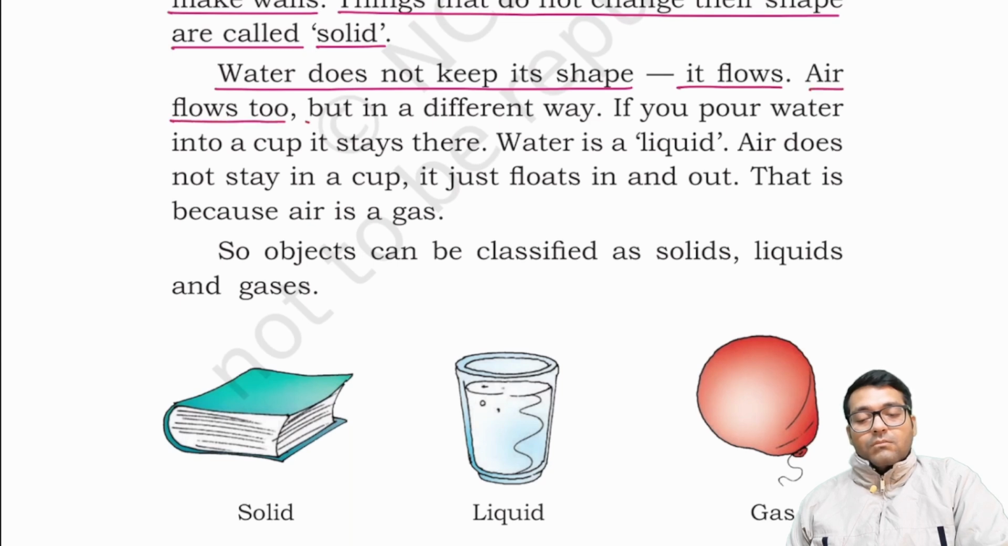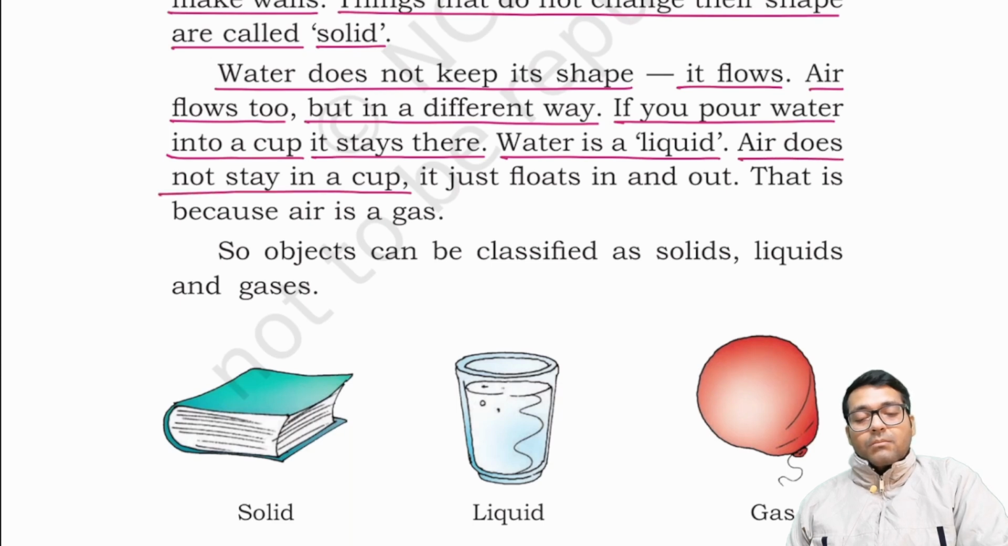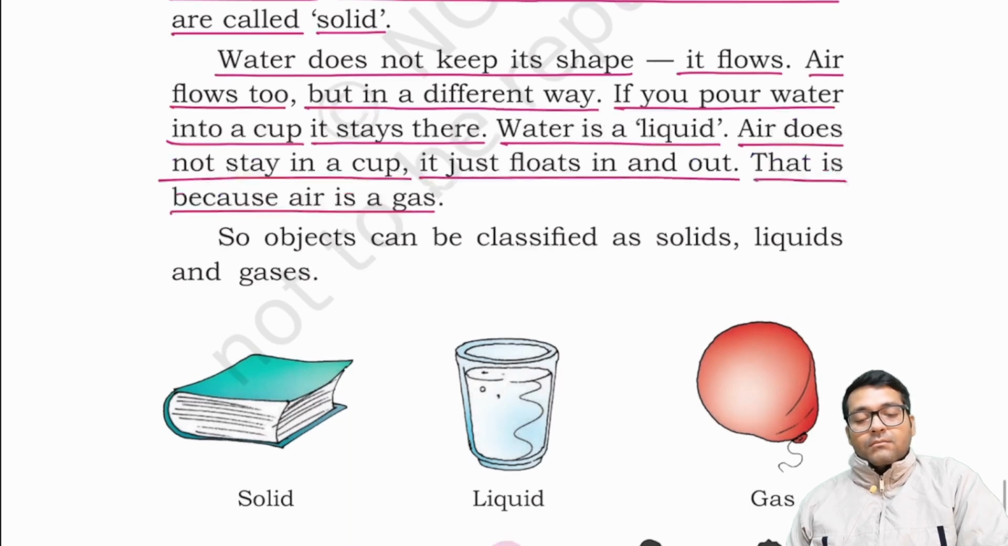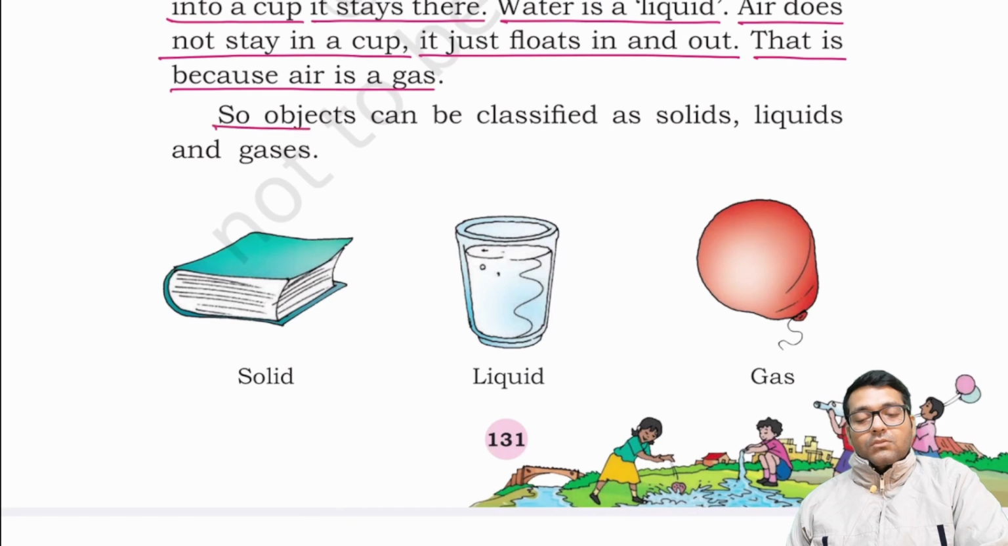Air flows too, but in a different way. If you pour water into a cup, it stays there. Water is a liquid. Air does not stay in a cup, it just floats in and out. That is because air is a gas. So, objects can be classified as solids, liquids, and gases. Book is solid, water is liquid, air is gas.